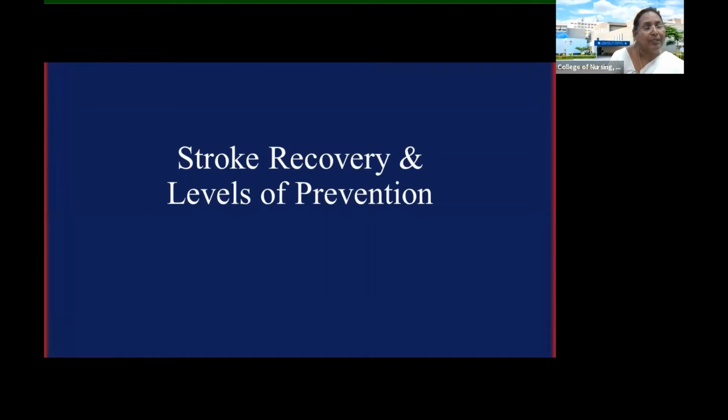But afterwards, the patient is shifted to stroke rehabilitation, either within the hospital or outside the hospital, a proper rehab center, and that is where most of the work that I'm talking about here will happen. I'm able to say a little bit of it, but it will be better for a rehab person to speak.